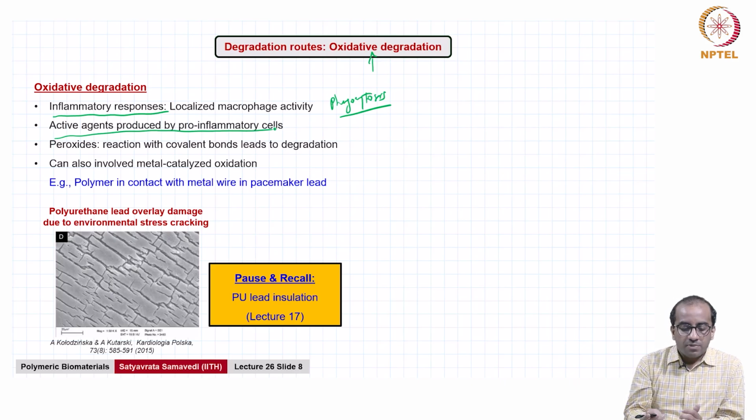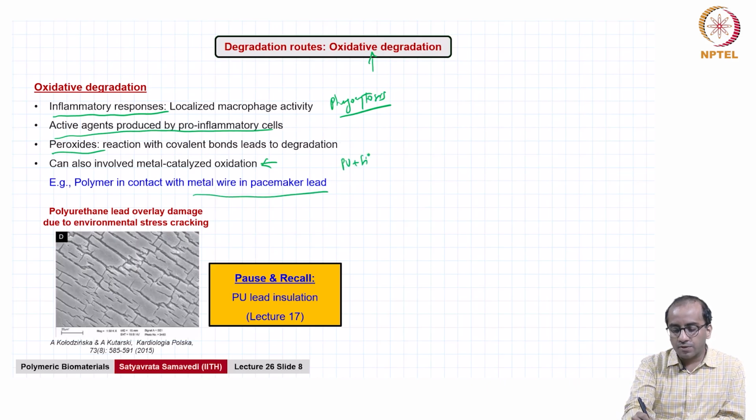right? So for example, here we're looking at oxidative degradation. So you can have peroxides formed or free radicals formed that react with the covalent bonds leading to degradation, right? You can also have metal catalyzed oxidation, and some of these can be typically seen in polymer used in contact with metal wire in pacemaker lead. So, these are typically polyurethane plus silicone kind of insulations. So, we have seen in lecture 17 the use of polyurethanes in insulating the lead wires for pacemakers, artificial pacemakers.